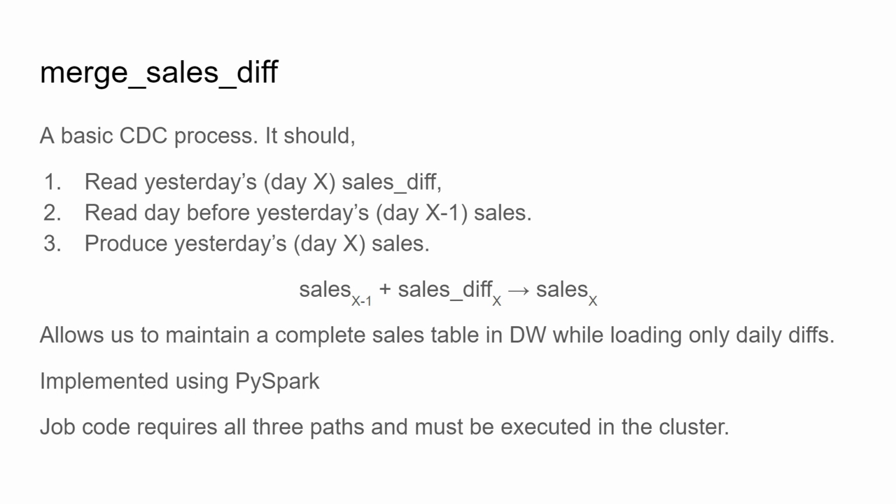So now that we have the time and the date, which is the date and the name of the data set in the catalog, we have two different types. We have sales diff and sales. We can do a merge sales diff. So it has to take yesterday's sales diff. It has to take day before yesterday's sales and produce yesterday's sales. So the formula is right there. And this job allows us to maintain a complete sales table in data warehouse while loading only the daily diffs. This is implemented using PySpark.